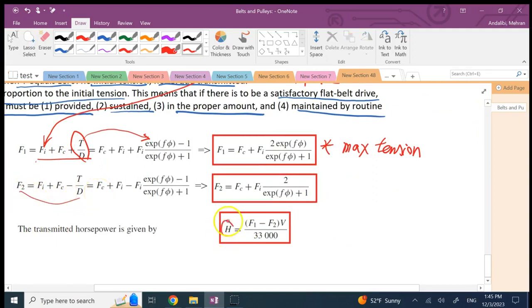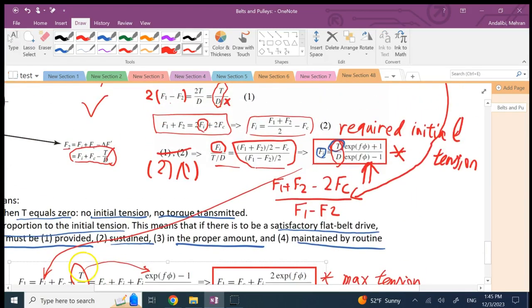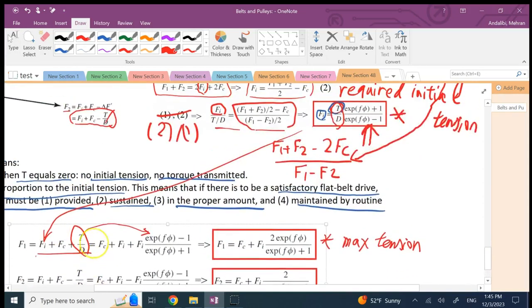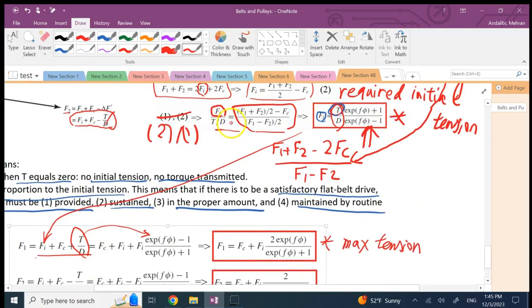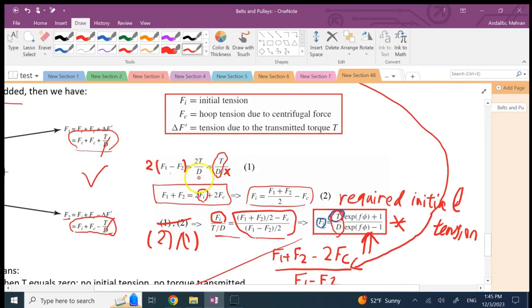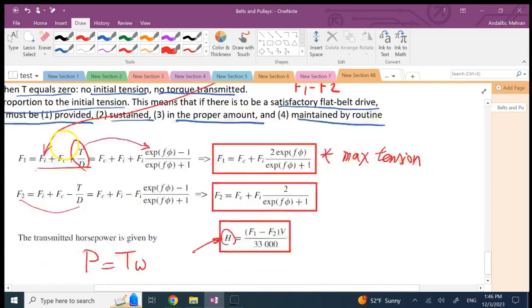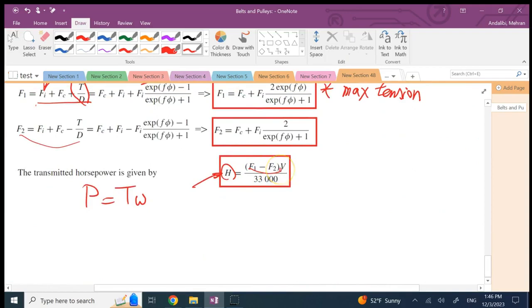Finally, you can find the horsepower. You know the power in general is what? The power, if you remember, is torque times omega. That's the power transmitted. And for T, I have a formula. Remember, I can find T from this equation, the simplest thing you can do. T is D over 2 times F1 minus F2. So that's what you can see here, F1 minus F2.